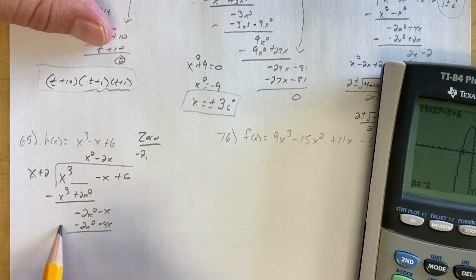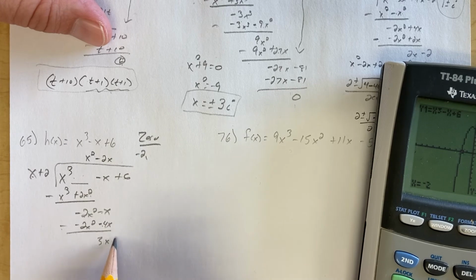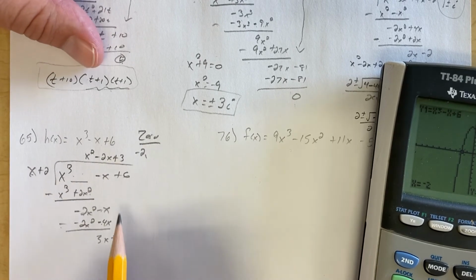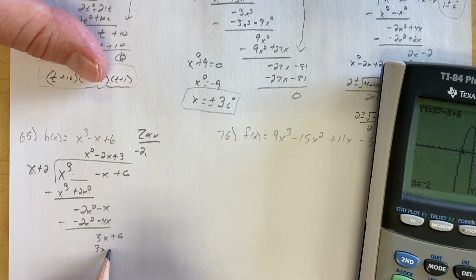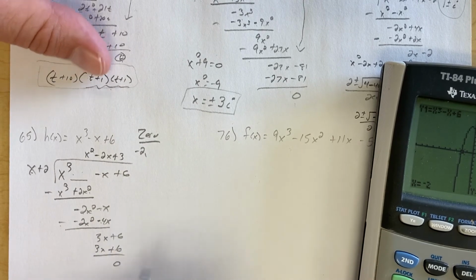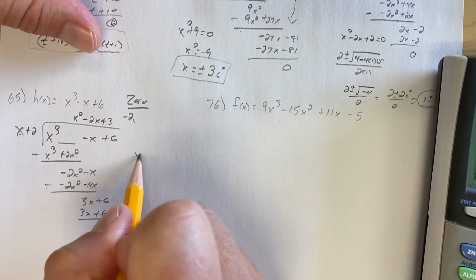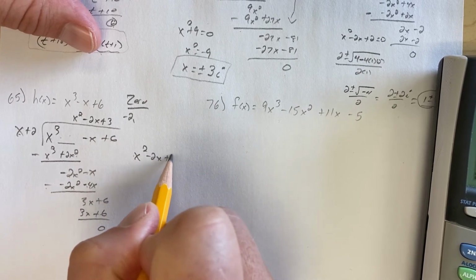All right. Subtract: -1 minus -4 is a +3. Bring that 6 down. To get from here to here, we multiply by +3. All right, excellent. We got our 0, so we know we did this correctly. What we're left with here is x squared minus 2x plus 3.